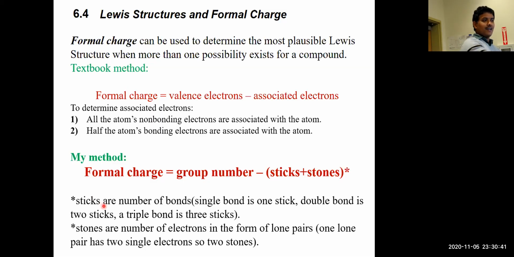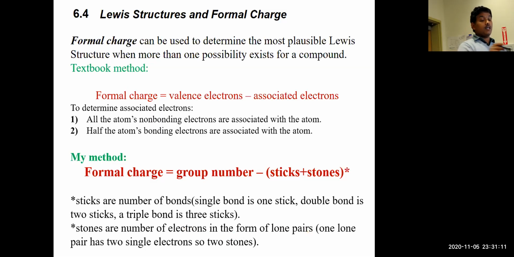So sticks are defined as the number of bonds, like lines, sticks, lines. So, to avoid any confusion, I elaborated: a single bond is 1 stick, a double bond is counted as 2 sticks, a triple bond is counted as 3 sticks. So however many bonds an atom is connected to, you say that many sticks you have for that atom. And the stones are the number of electrons in the form of lone pairs.